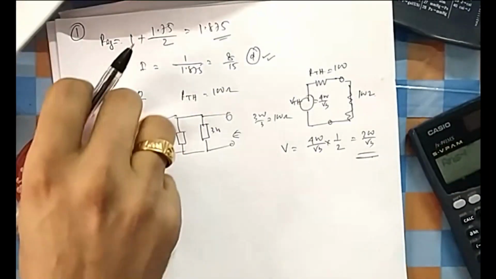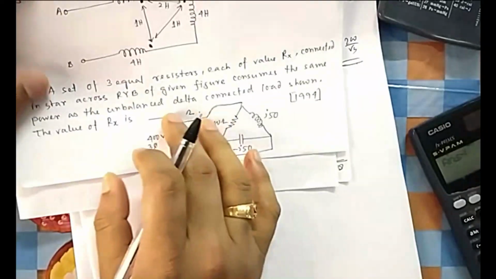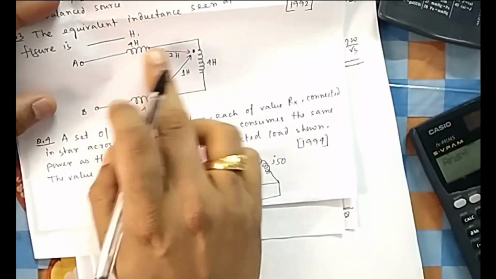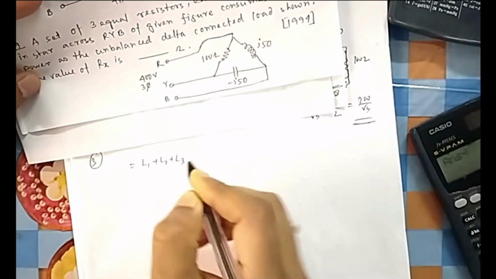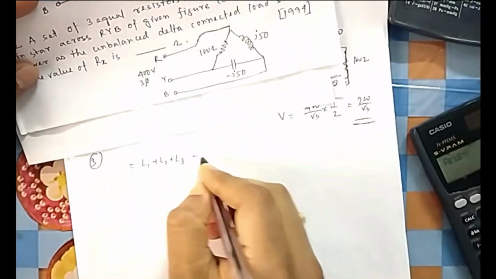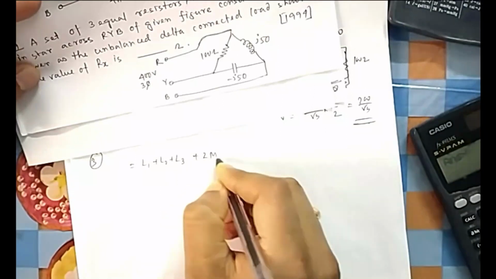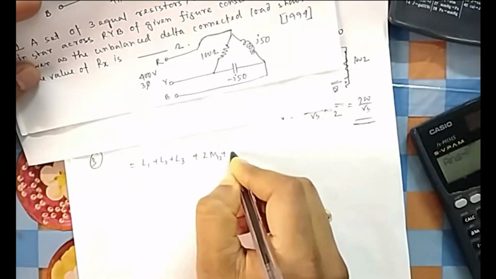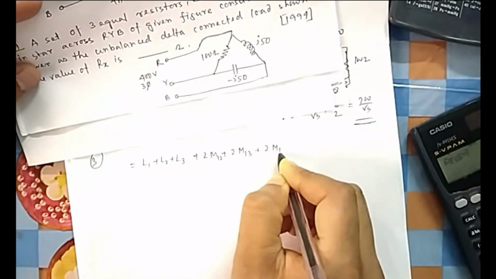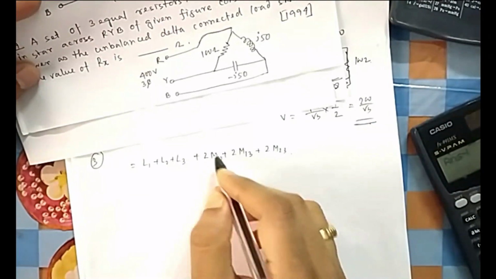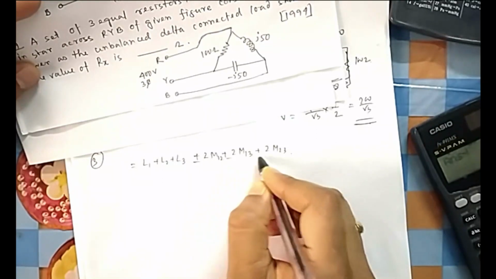So in 3, what have they given? In 3 they have given inductors, inductors with mutual inductance. You know inductor is L. What is the value of the equivalent inductance in this case? It is L1 plus L2 plus L3 if there are 3, because all are in series, and then plus 2M12, M13, M23 mutual inductances. So this can be plus also, this can be minus also. That's why I am giving plus minus.